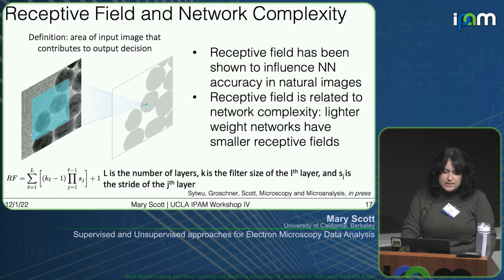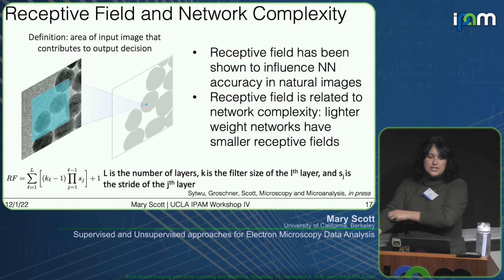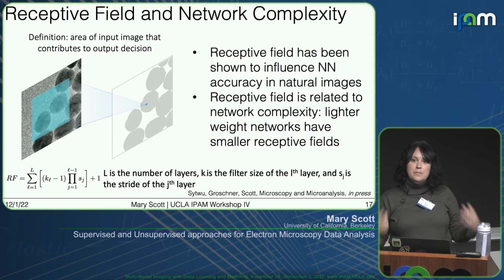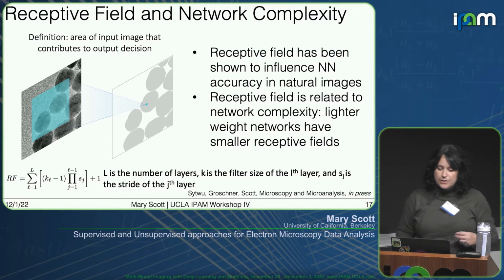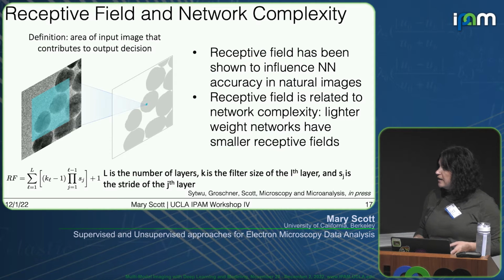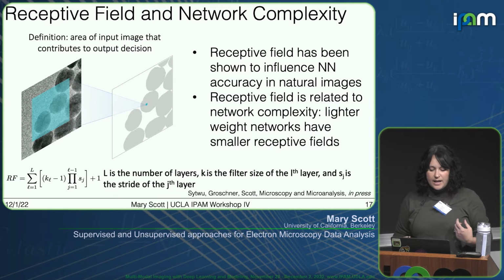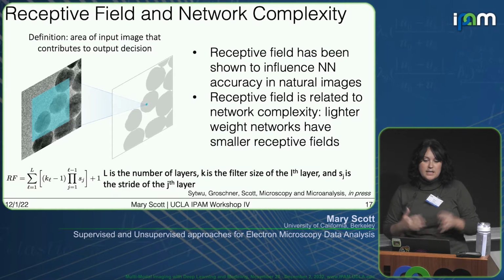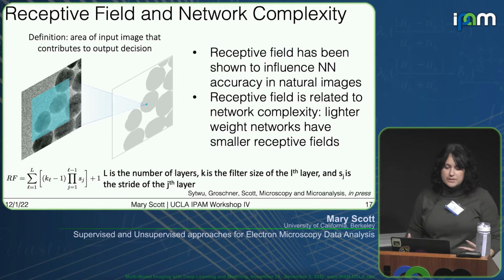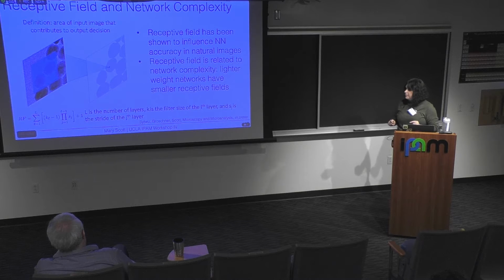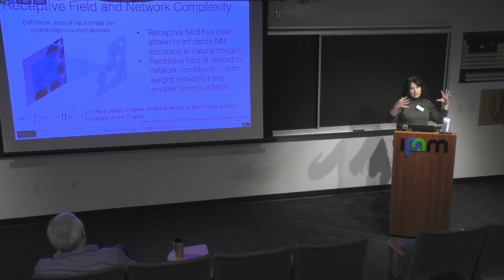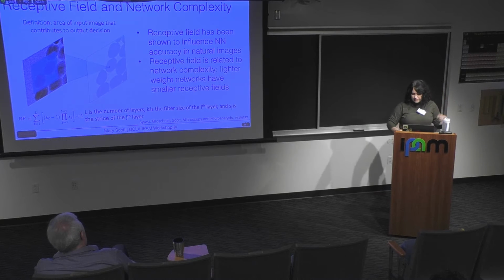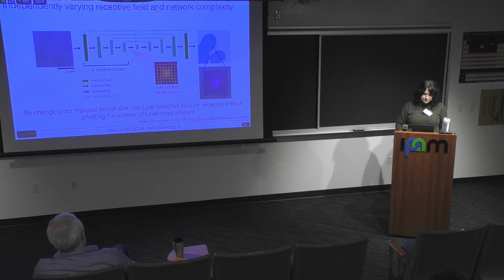Okay, so receptive field is a concept in neural net segmentation. It basically refers to the area of the input image that determines or contributes to the output decision of a single pixel. Receptive field has been shown to influence neural net accuracy in natural images, and it is also related to network complexity. Lighter weight networks actually have smaller receptive fields, because, I think if you're great at reading equations on the fly, it's described down there, but conceptually you can think the more I downsample, the more I am including information from farther out in that original input image.